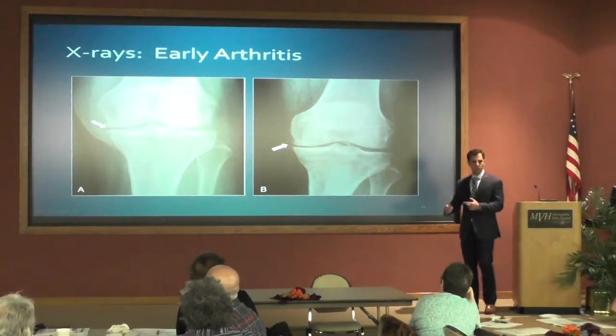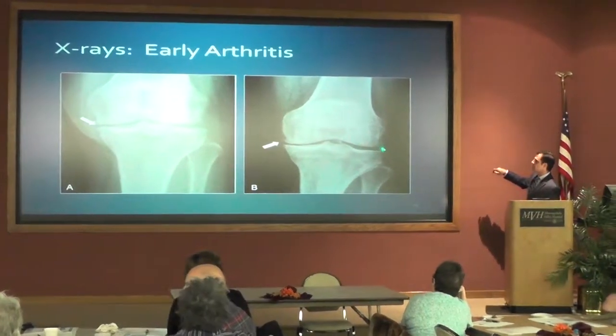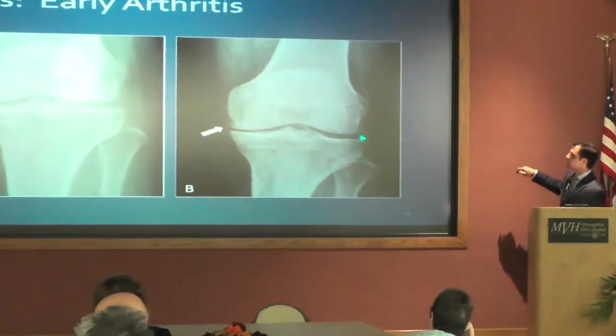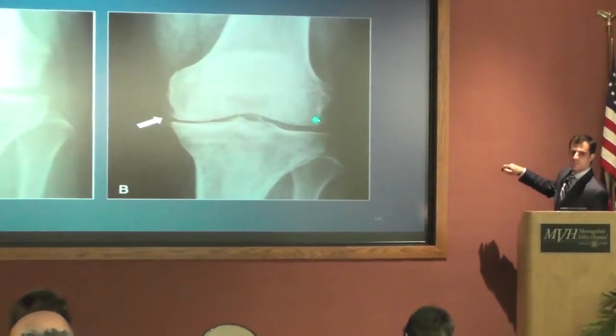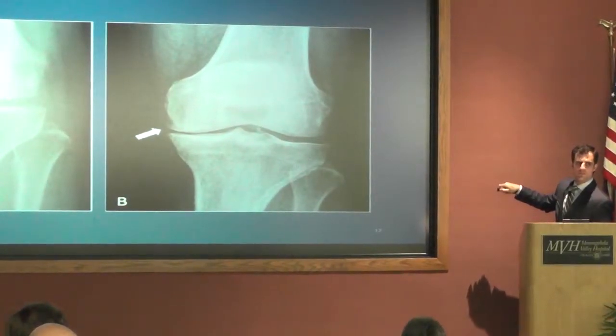Here's a little more advanced arthritis. Same idea. Outside of the knee, inside of the knee. Spacing, it looks good here. This is normal on this side. See how much thinner it is on the inside?